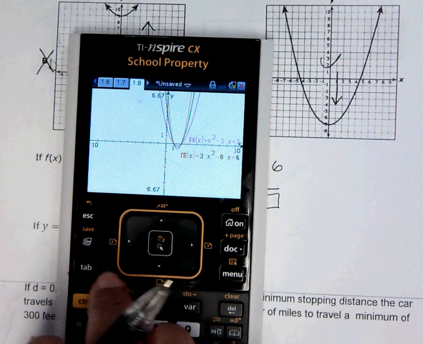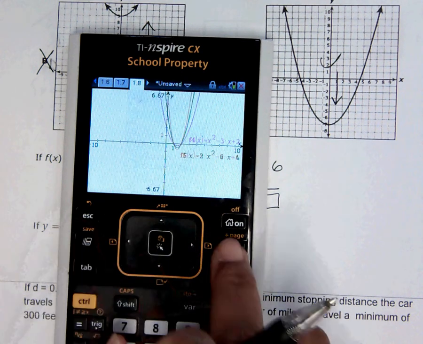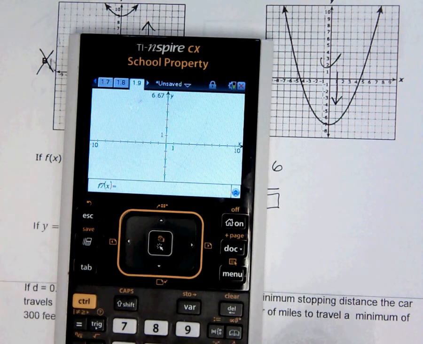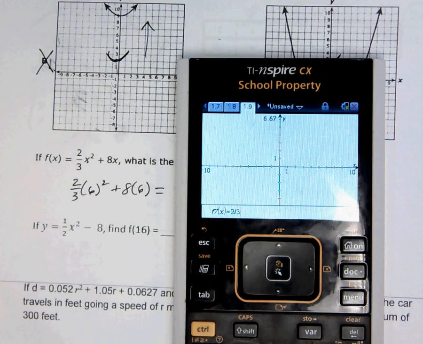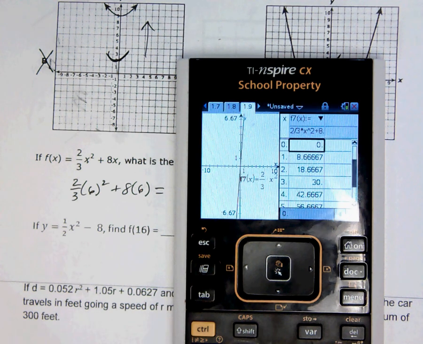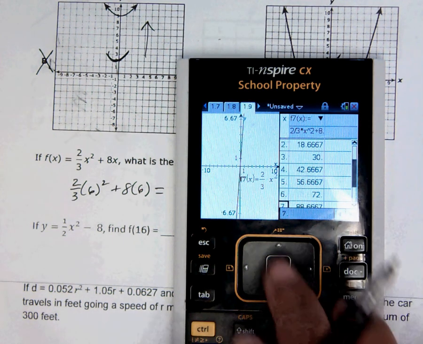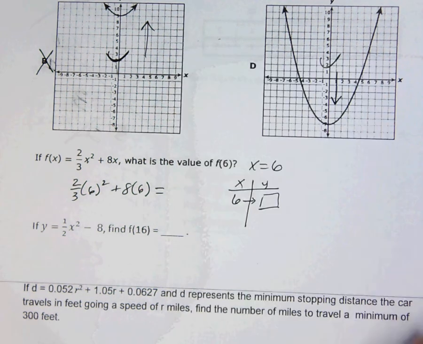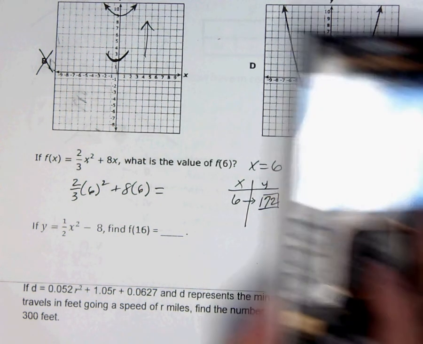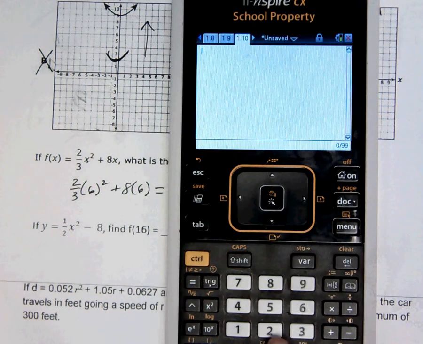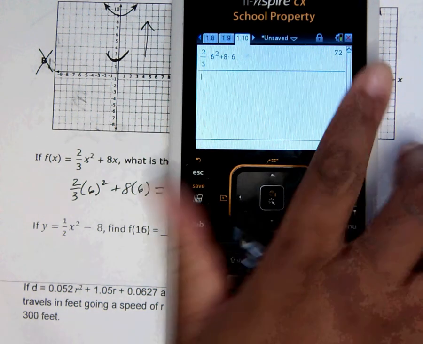So I'm going to add a graphing screen. Going to type in 2 divided by 3 x squared plus 8x. I'm going to graph it, and I'm going to go to the table. And I'm going to look for when x, which is this first column, is 6. And when it's 6, my y is 72. So the answer is 72. You can also go to the calculator and type in 2 divided by 3 times 6 and square it, plus 8 times 6, and you get the same 72.